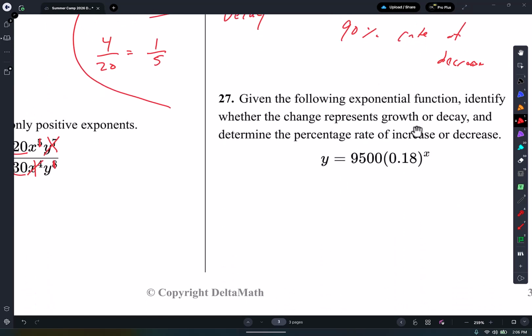One more. Is this growth or is this decay? Decay. So write decay. And this is like 18%. So what is my rate of decrease? 82%. Rate of decrease. Does that make sense, guys?